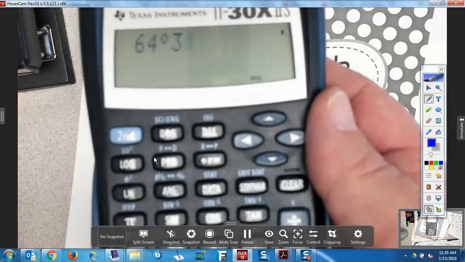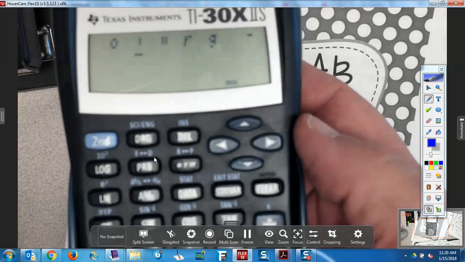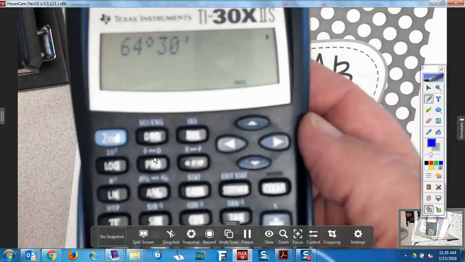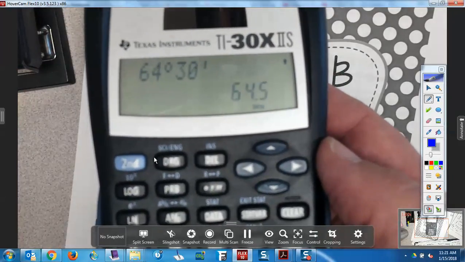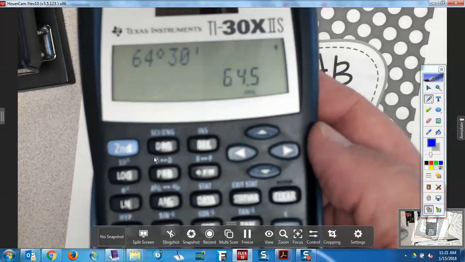Then I would type a 30. Then I would hit that button again. Then I would arrow over to the minute symbol. And then I would have 64 degrees 30 minutes. Then when I hit enter or equals, it converts it to a decimal for me, 64.5.